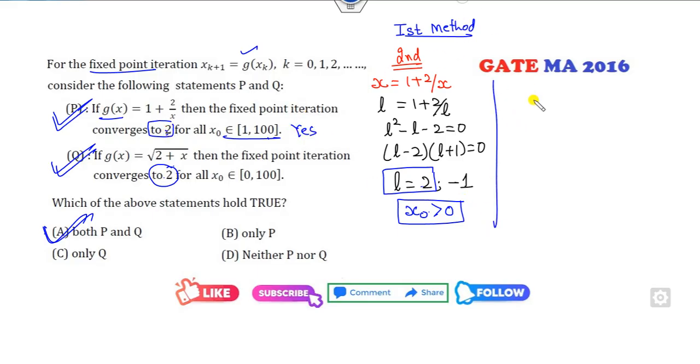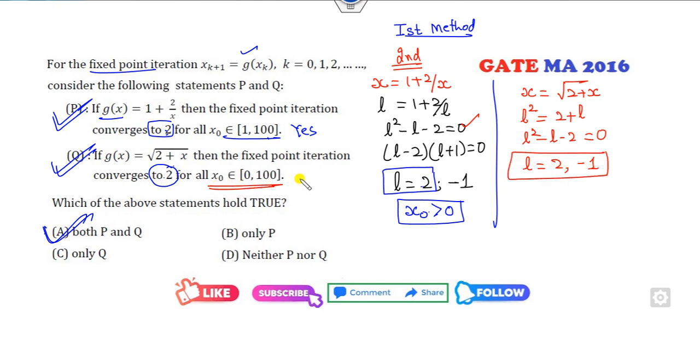Similarly, if you look at the second option, I can take x as 2 plus x. I can take the limit L and then scale them. So again, it will be the same as this limit. You can see it's the same one. So L will be 2, L will be minus 1.